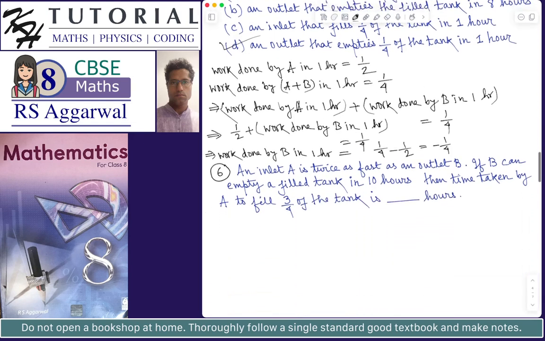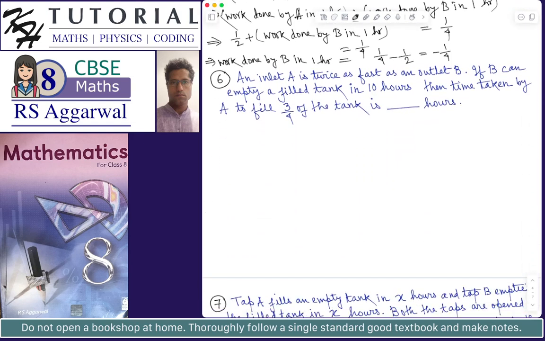Okay, let's do problem number 6. An inlet A is twice as fast as an outlet B.